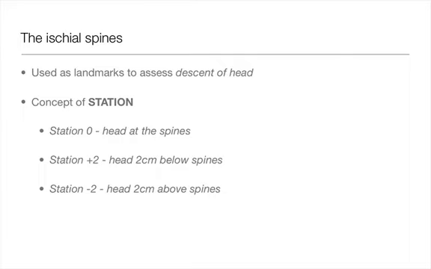And this is done through the concept of the station. The two ischial spines are station 0. While the head is in the abdomen, it is far away from the vagina, so it is minus. And when the leading part of the head is 2 centimetres above the spines, we call that -2. As the head descends into the pelvis, we feel the leading point at the level of the ischial spines, and we say that is station 0. And as the head descends further, just before it's ready to deliver, it might be 2 centimetres below the spines and be +2.